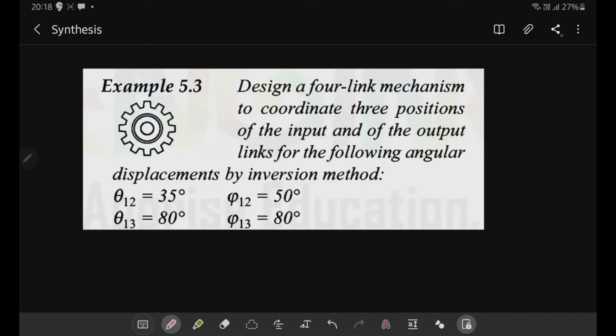Next problem. This is also called the 3-point synthesis method for a 4-link mechanism. Basically, in this case, we will know 3 different positions of the output.